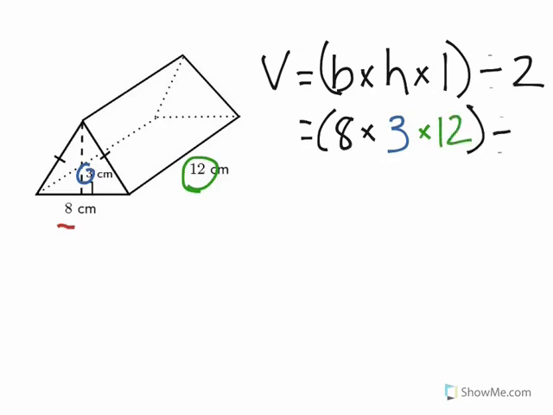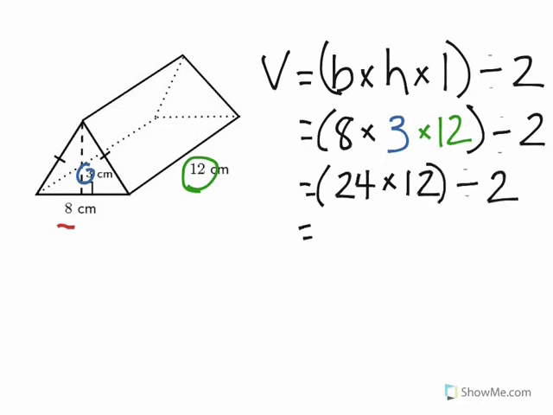So let's do the math. 8 times 3 is 24. Keep the 12, we haven't used it yet. 24 times 12 is 288. Keep the division by 2, we haven't done that yet. And we divide 288 divided by 2, we get 144. And now we need to worry about the units.